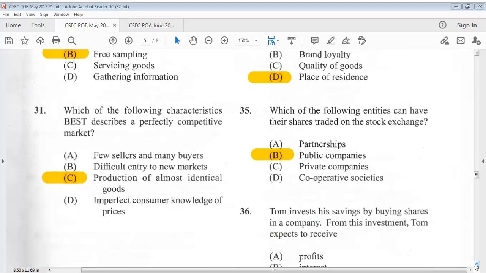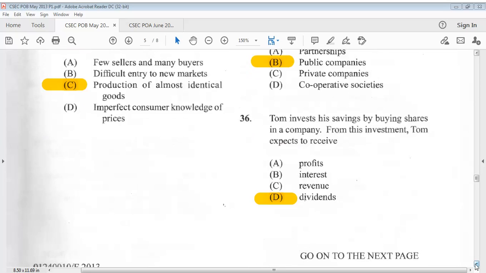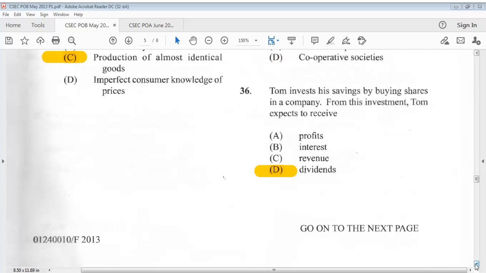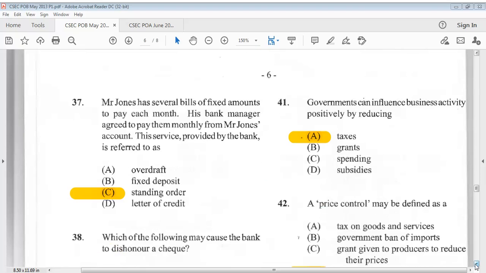35 says, which of the following entities can have their shares traded on the stock exchange? We know it's public companies. B. 36 says, Tom invests his savings by buying shares in a company. From this investment, Tom expects to receive, we know he expects to receive dividends. So the answer is D.